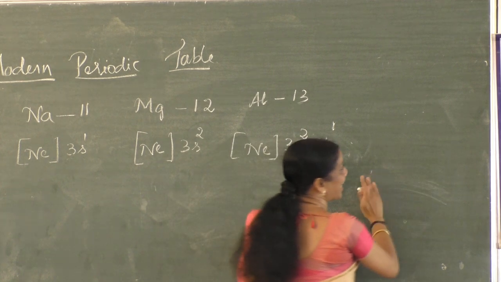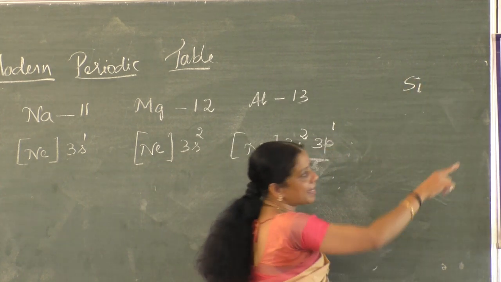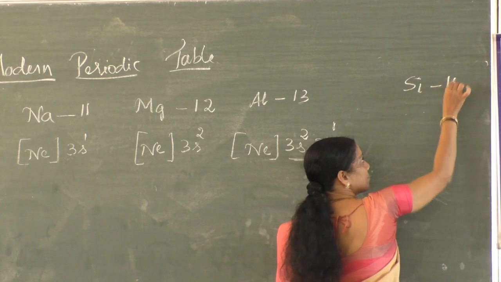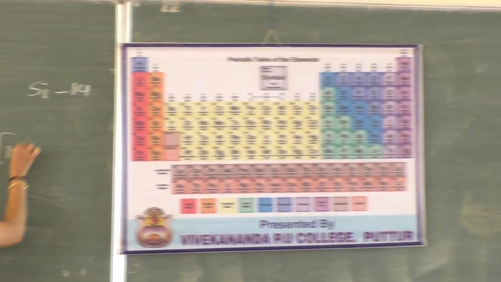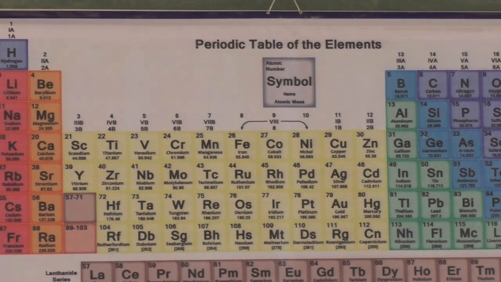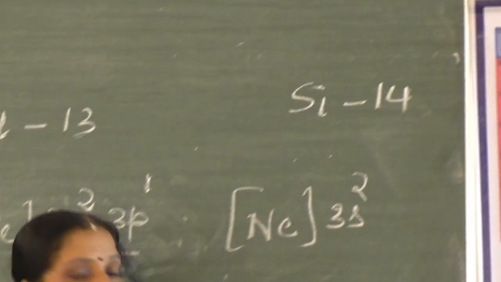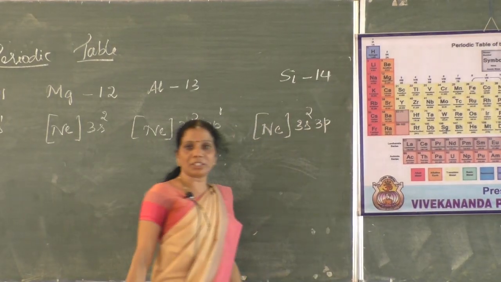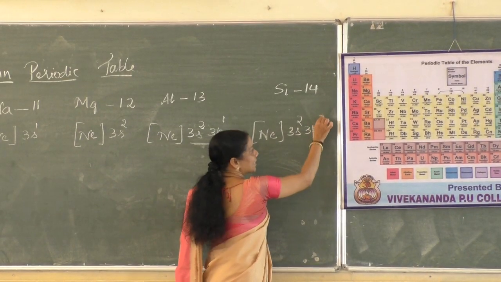Okay. Now if I write silicon, the next element you can see there, that is silicon with the atomic number 14. See, atomic number 14. The electronic configuration is neon, 10 electrons. The next electrons enter into the s orbital of the third main energy level, 3s2. The next electrons enter into the p orbital of the third main energy level, that is 3p2.